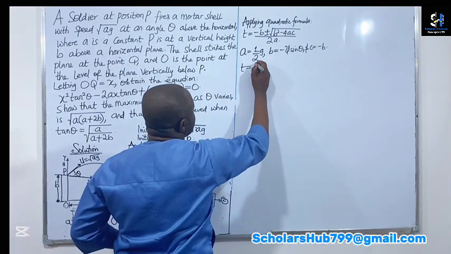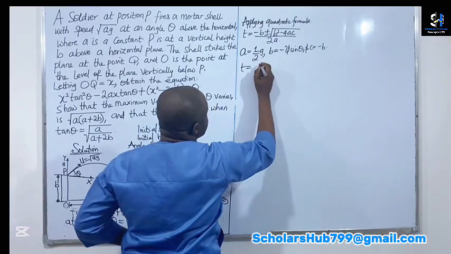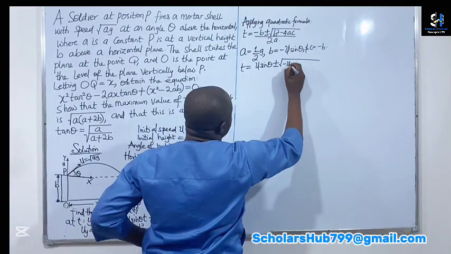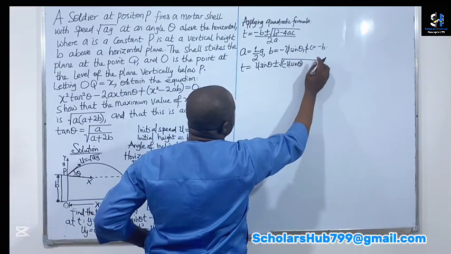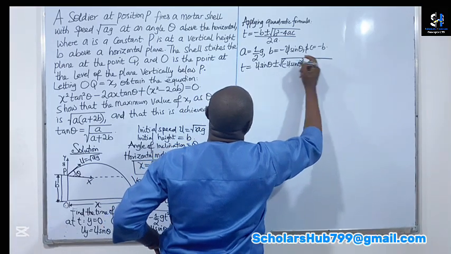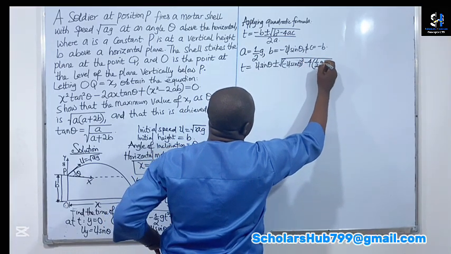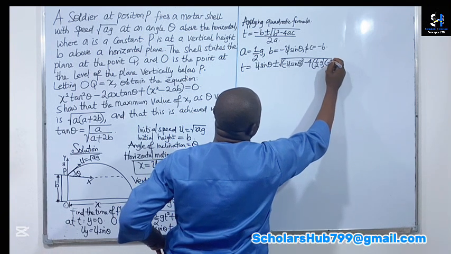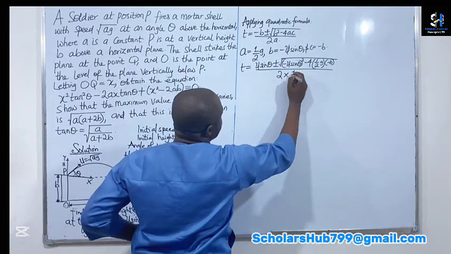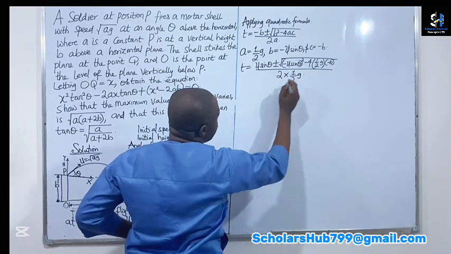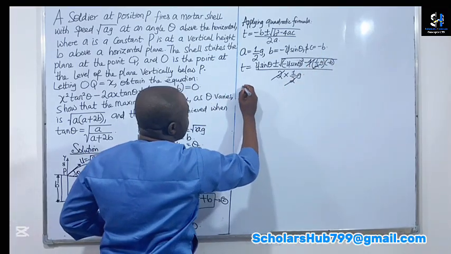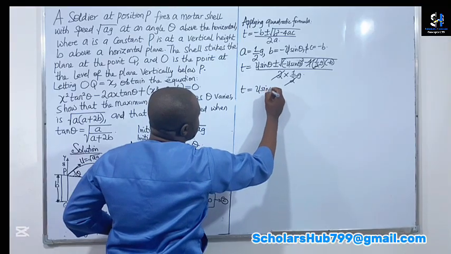So we can then say that t equals minus negative u sine theta, that will be u sine theta, plus or minus the square root of minus u sine theta raised to the power of 2, minus 4 times a, which is 1/2 of g, times c, which is minus b, divided by 2 multiplied by a, which is 1/2 of g. So the 2 cancels, 4 divided by 2 is 2, minus times minus is plus. So we have t equals u sine theta.